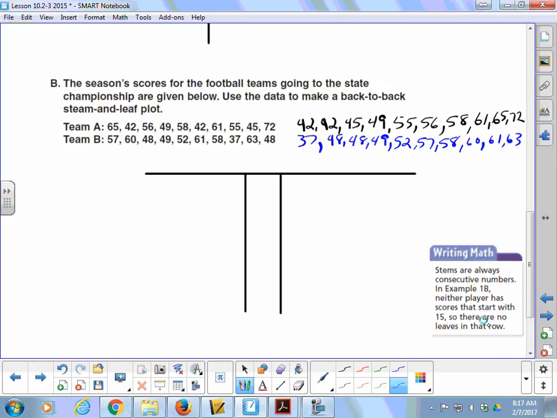two-digit numbers. So we have to find the smallest two-digit number first. What's the smallest one in both sets of data? 37. So my first stem is going to be a 3. And then we have to go in order, even if there are no numbers there. Our largest number is 72, so we're going to need a 3, a 4, a 5, a 6, and a 7.